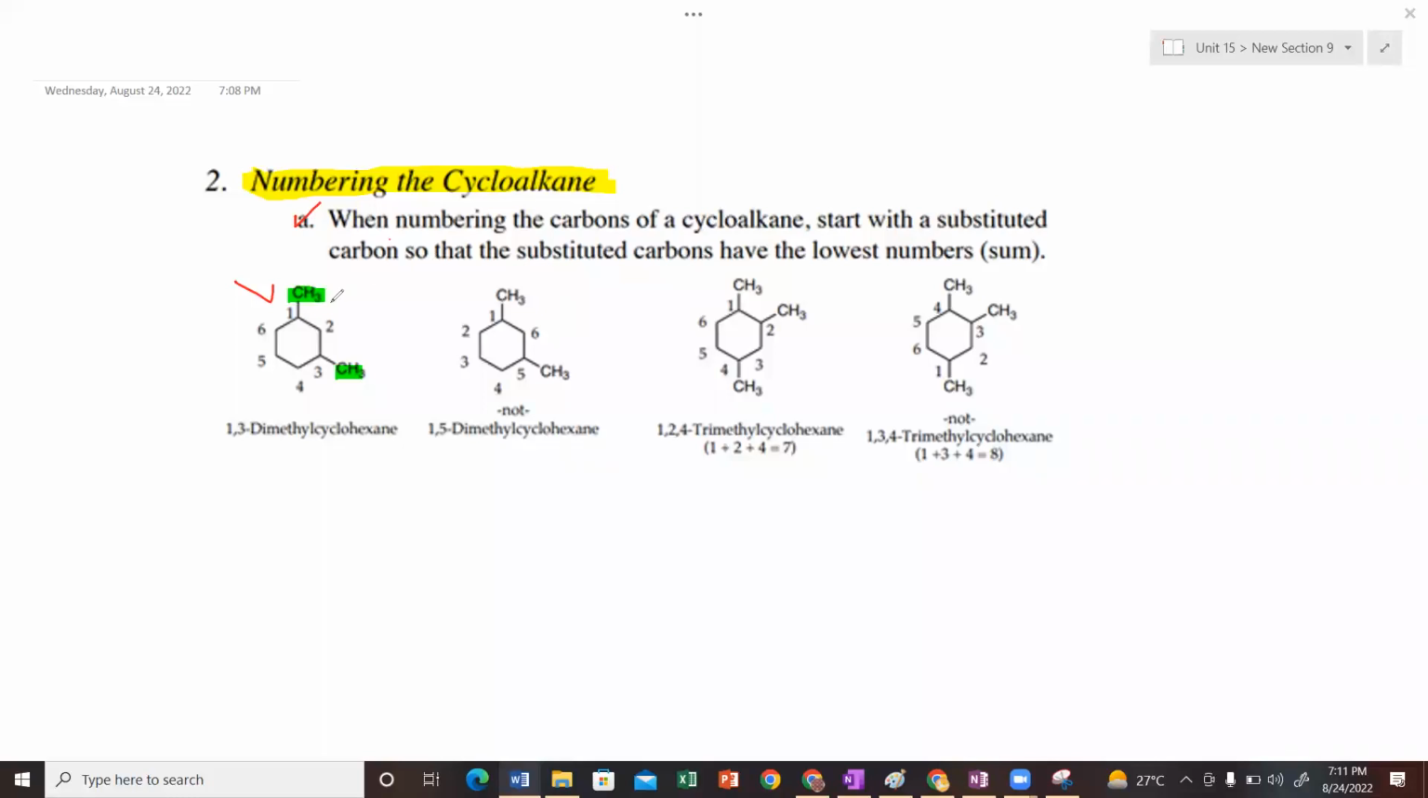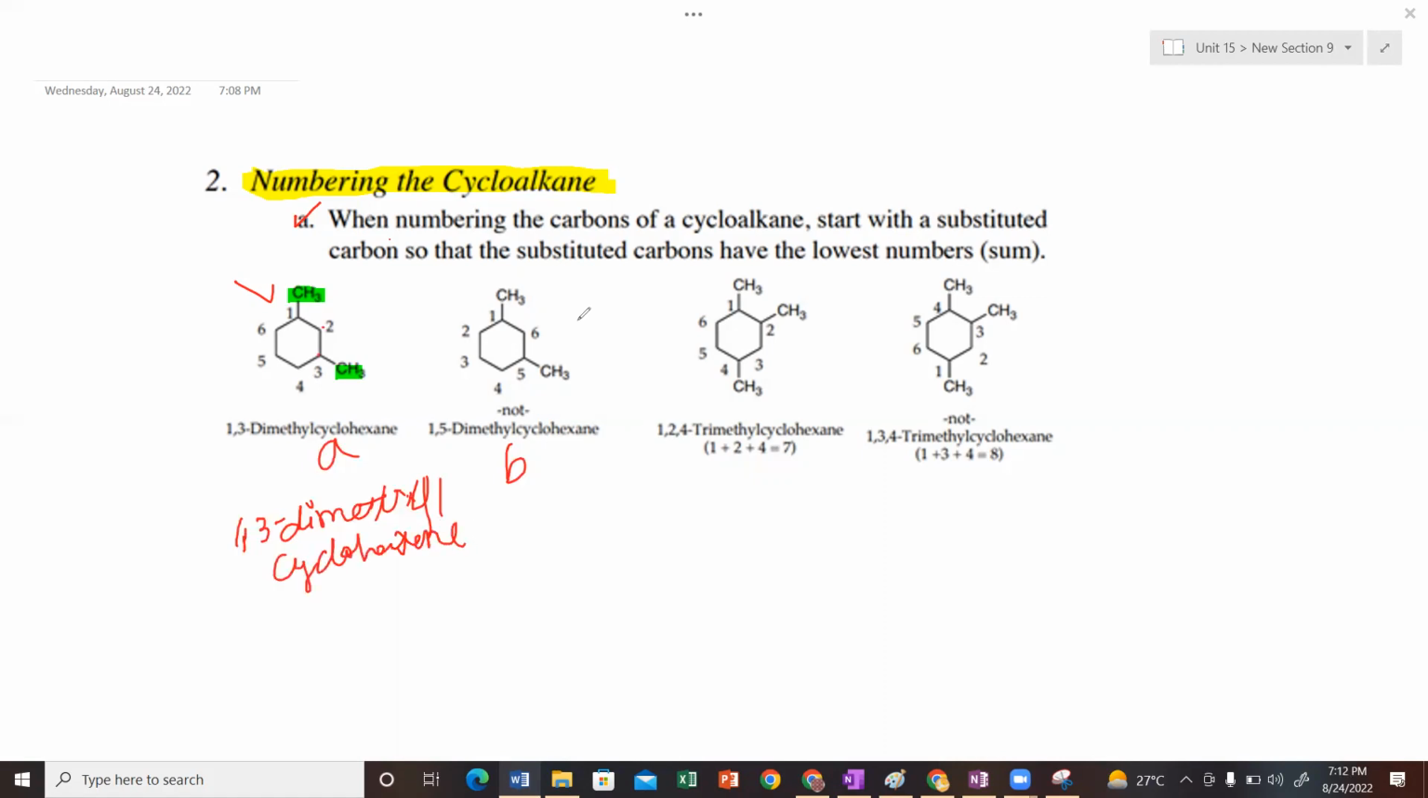Here we have 2 skeletons, skeleton number 1 and skeleton number 2. If I write it as A and B. So in A, the methyl is on first carbon, the second carbon and third carbon. We are having 2 substitution in an order, which is 1,3-dimethyl cyclohexane.